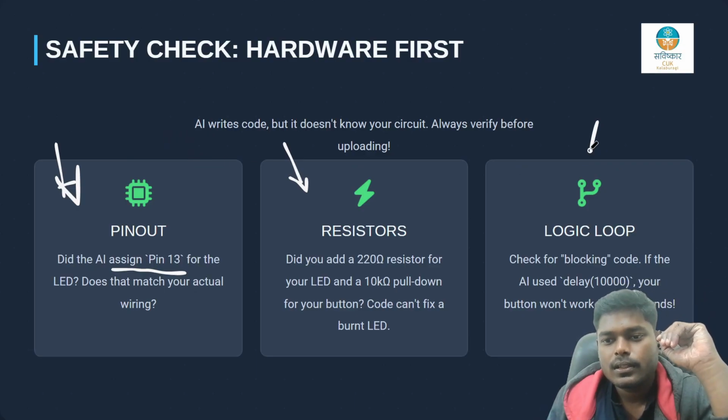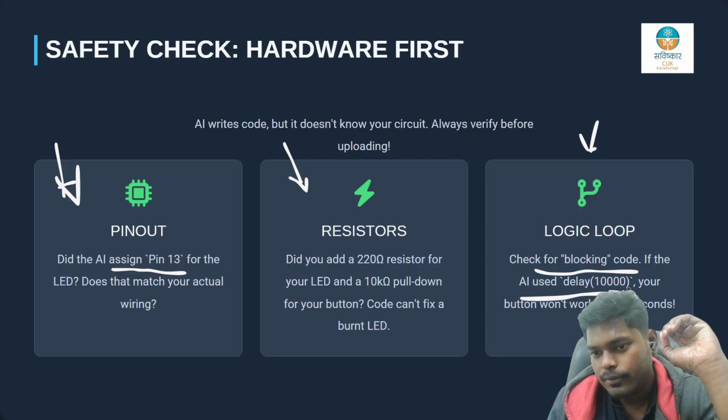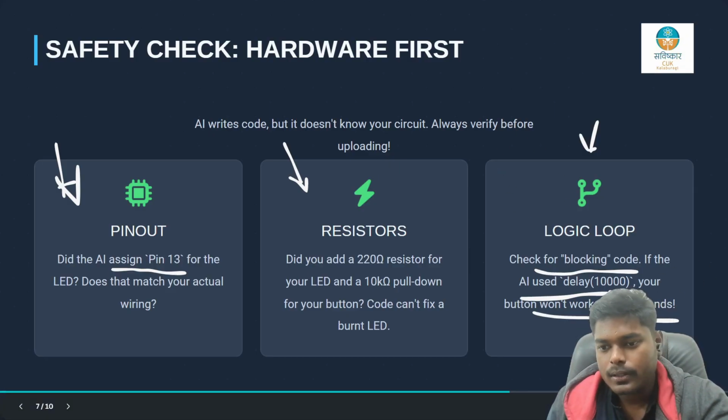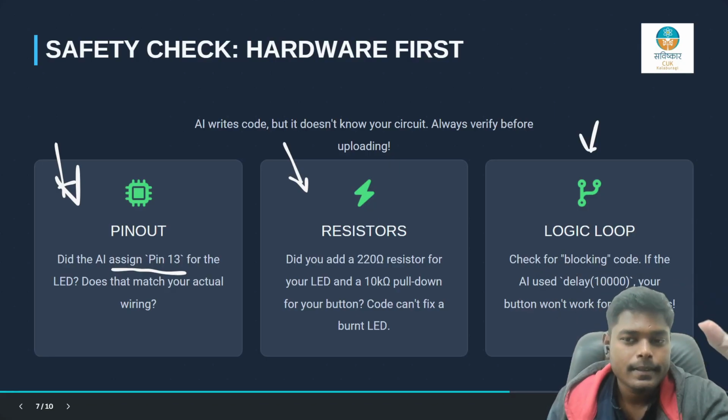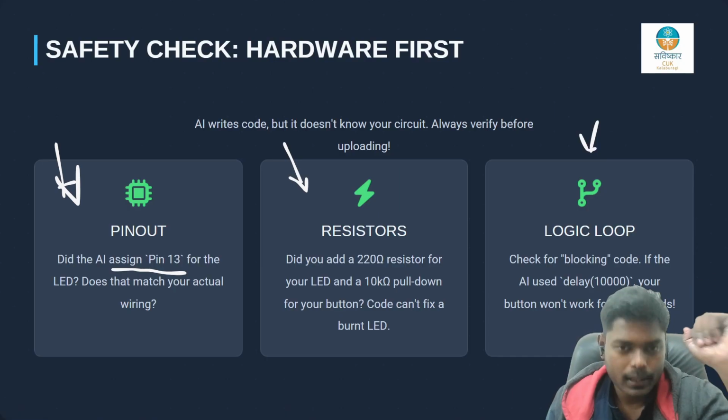Okay. Then the logic loop, right? So always check the blocking code. If the AI uses a delay of 10,000, it means 10 seconds. So your button won't work for 10 seconds, right? So you have to make sure the logic is correct. The best practice is to always go through the code which you have generated through AI. Whether the code is correct or not, you check it by yourself. That's a good practice you should follow.